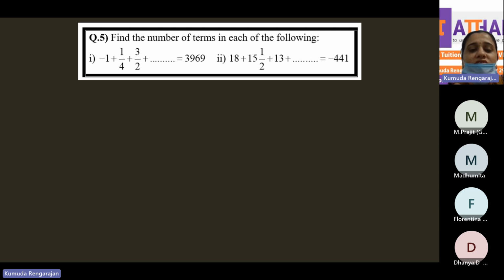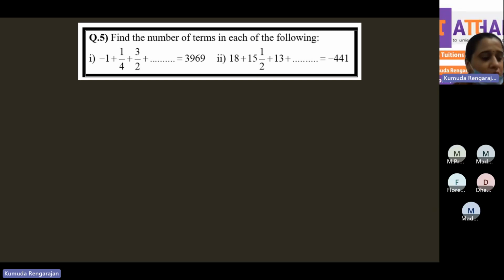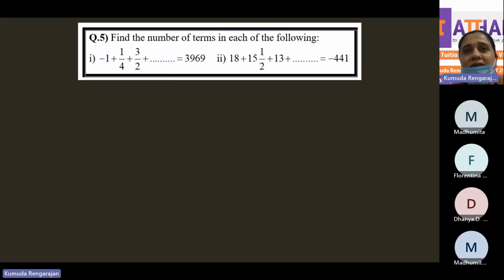All right, the question is: find the number of terms in each of the following. That is, in this arithmetic progression, how many terms you have to add from the beginning so that the total is 3969. First 10 terms, first 20 terms, first 30 terms, how many terms should you add so that the sum is 3969? So we know the first term, we know the common difference.